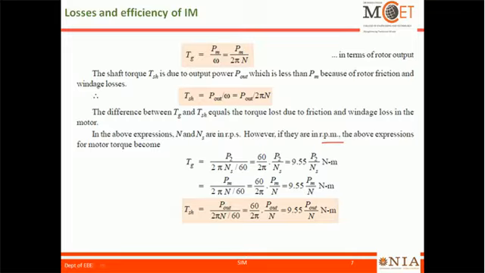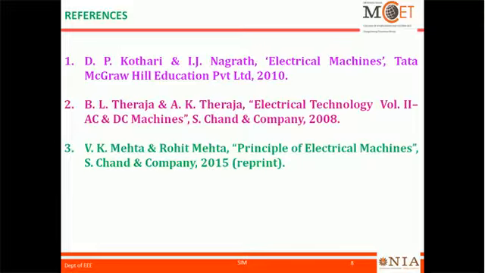So the TSH will be P out by 2 pi n by 60, which is equal to 60 by 2 pi into P out by n, which is 9.55 P out by n. So that's all about the losses and efficiency occurring in the induction motor. Thank you.